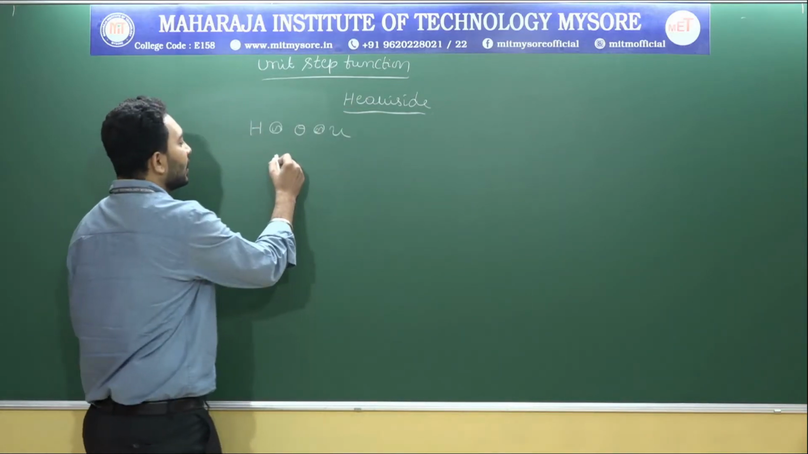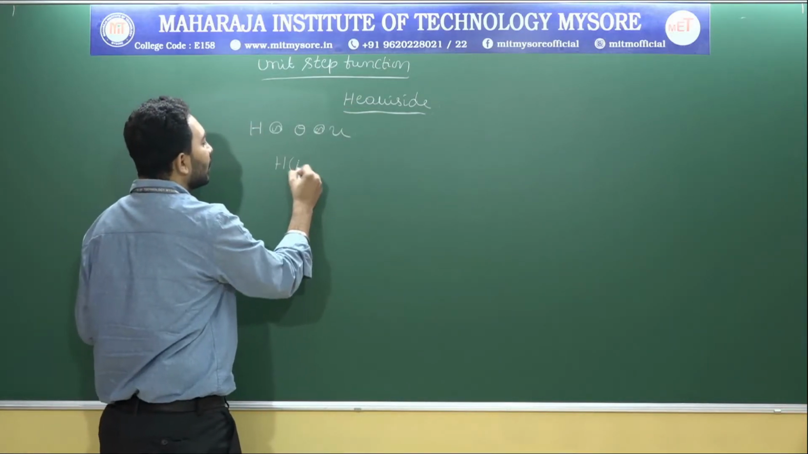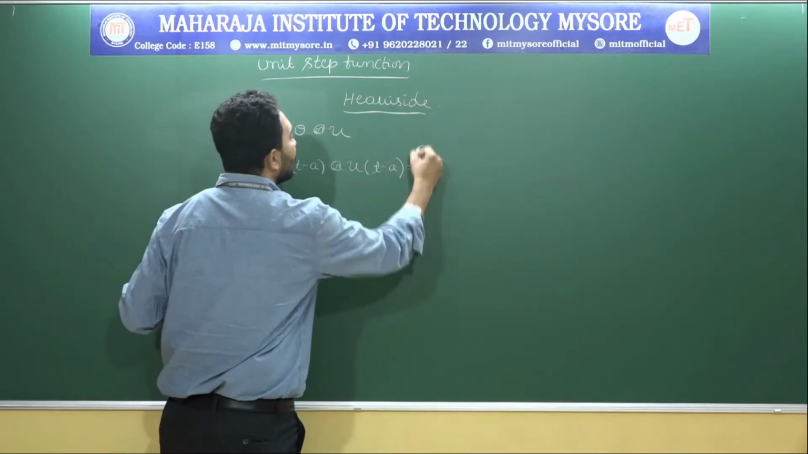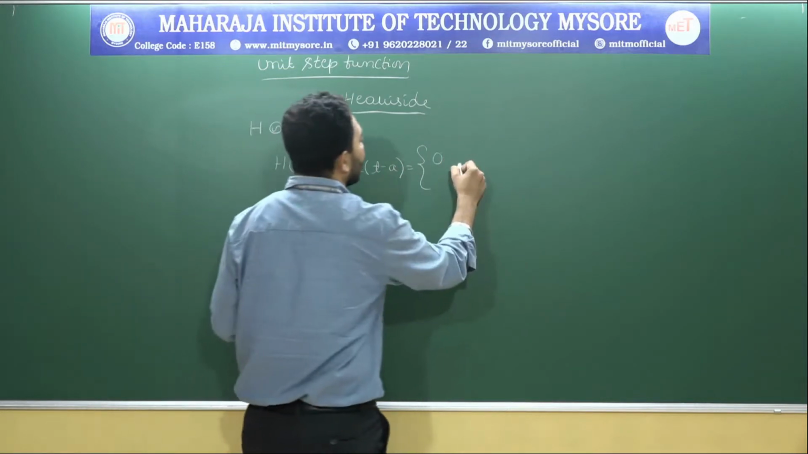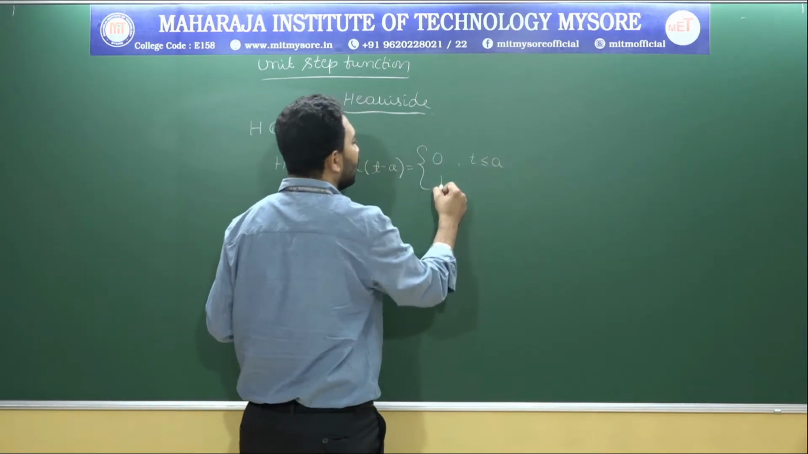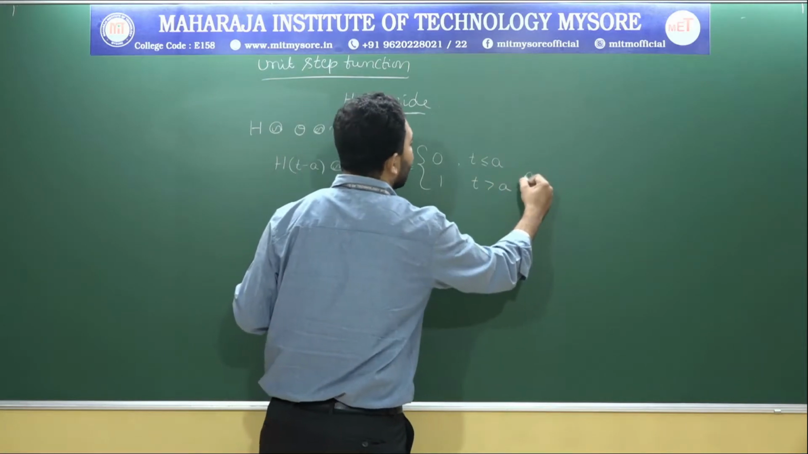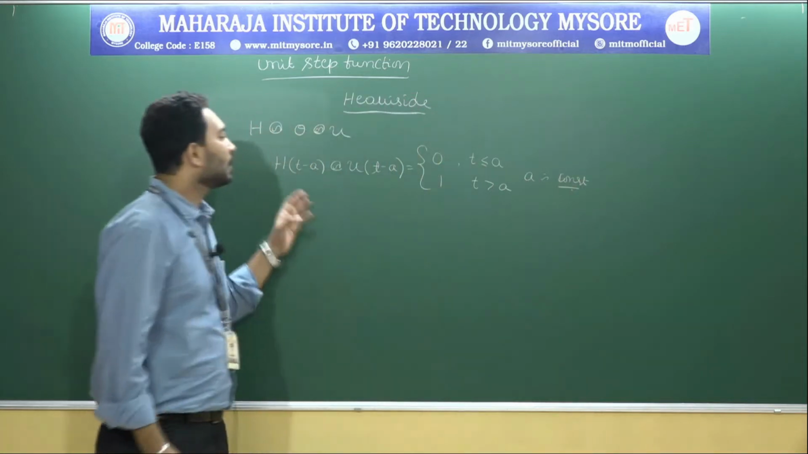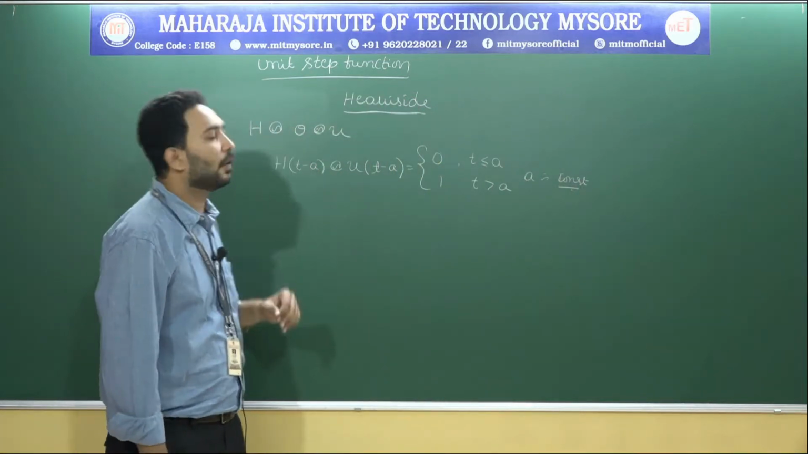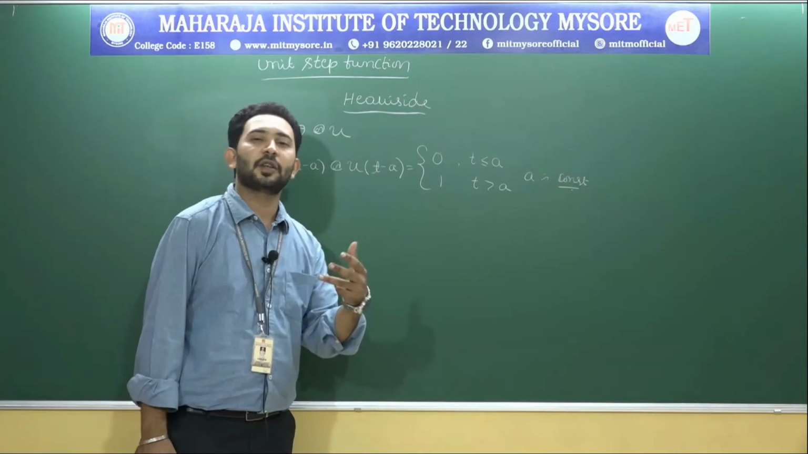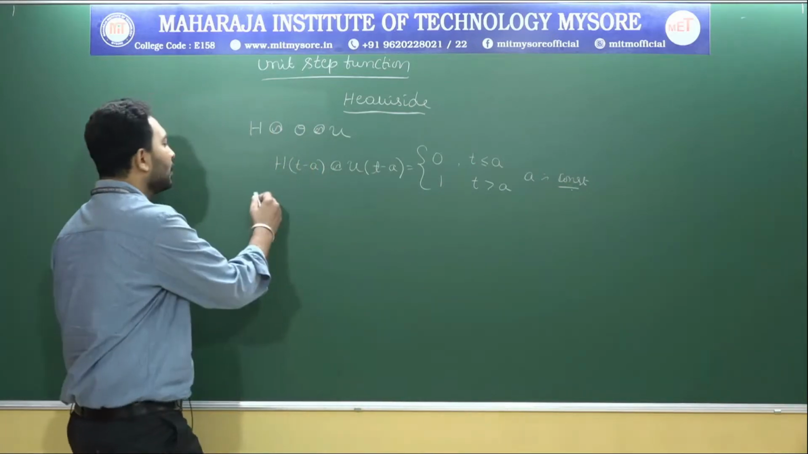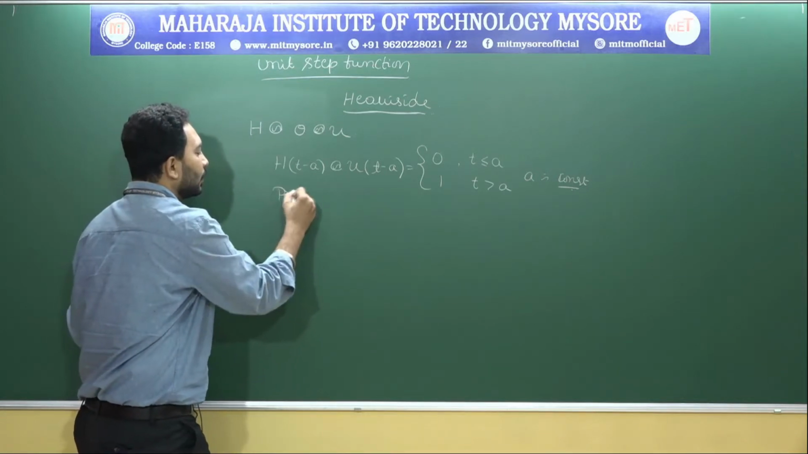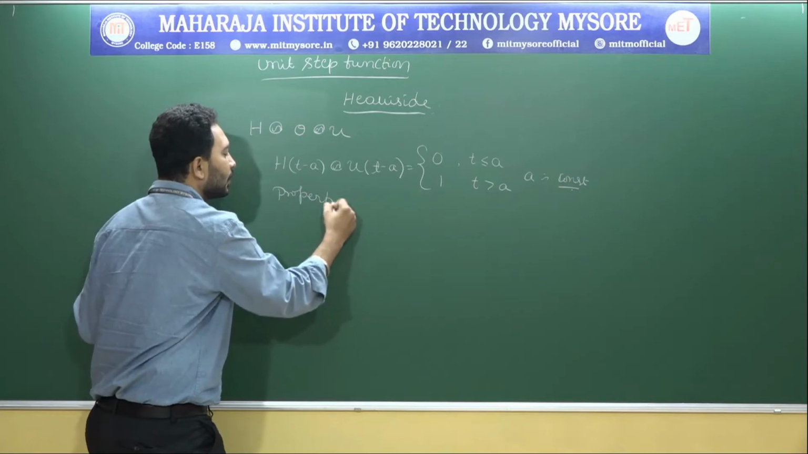It is h of t minus a, or u of t minus a, equals 0 for t less than or equal to a and 1 for t greater than a, where a is a constant. This is the formula or definition of the unit step function. Coming to the properties of the unit step function, we have two important properties.